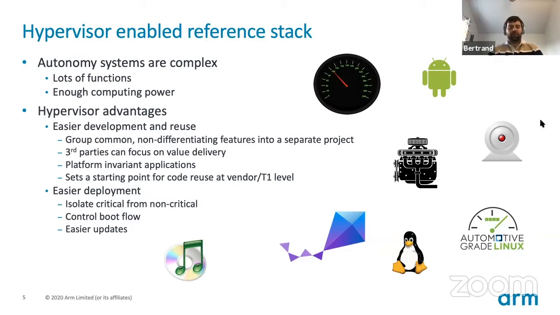A hypervisor can make development easier by splitting the system into different components. Each one can be implemented by different groups or companies. It can be used as a generic platform to have functions developed independently of the hardware and reused on different systems. It can also make development easier by isolating critical from non-critical parts, reducing certification costs, giving more control on the boot flow, or allowing independent update management of different functions.